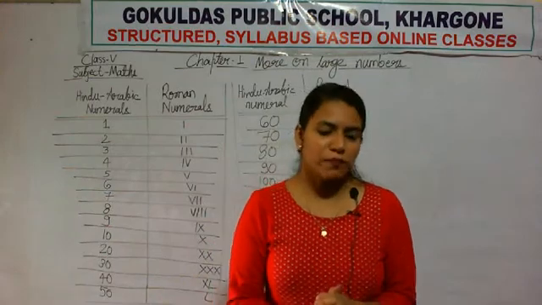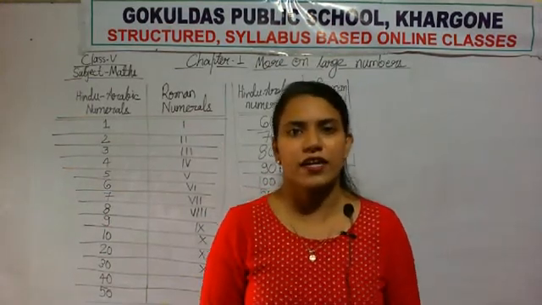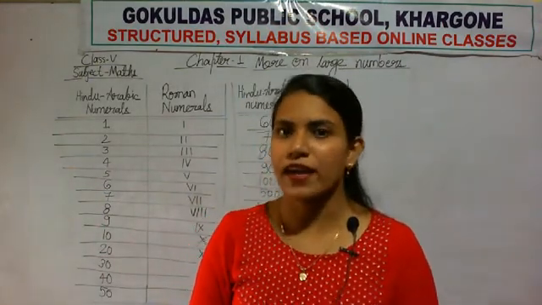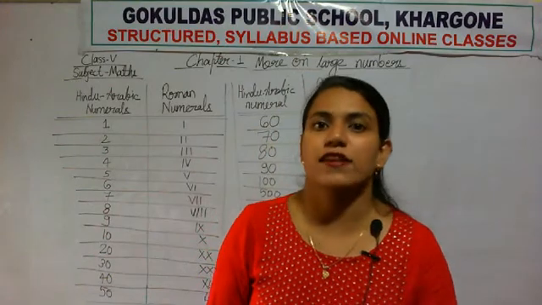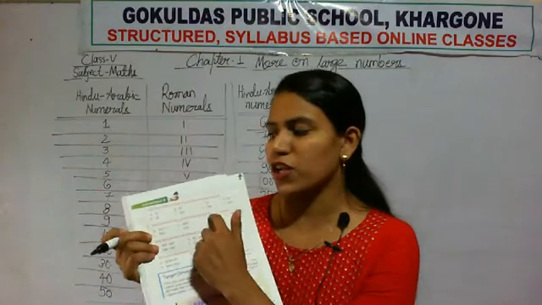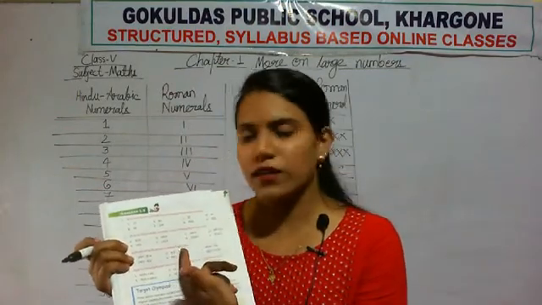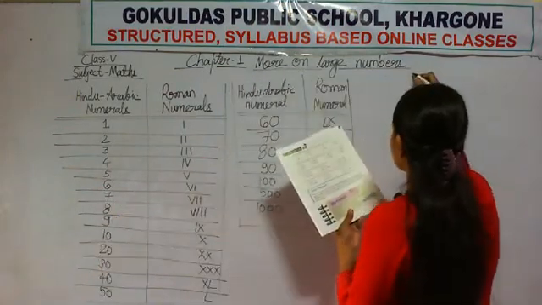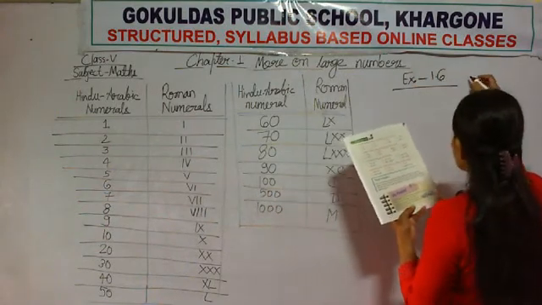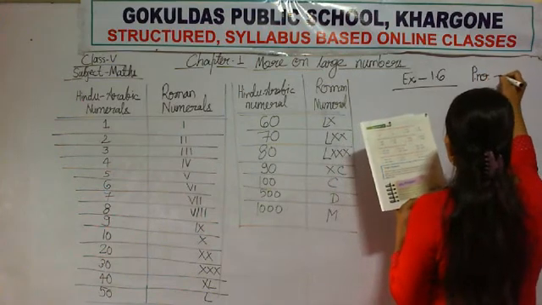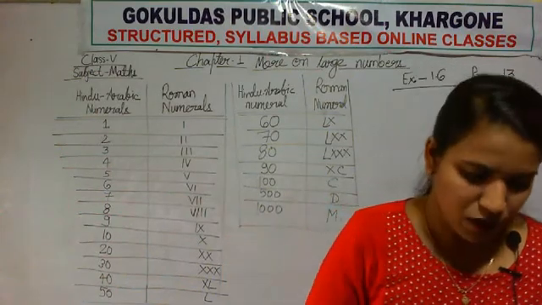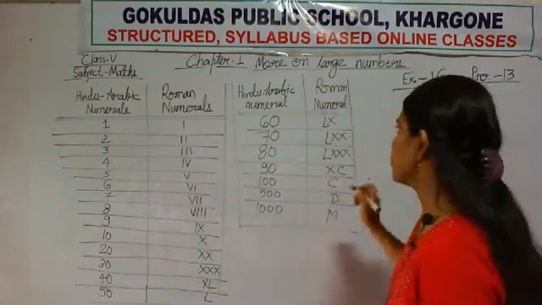Okay? So in previous lectures we have started our lecture on the topic Roman numerals. We have done one question of exercise 1.6. Exercise 1.6 on page number 13, we have done question number 1. Let us do the next question. Open page number 13, exercise 1.6. Okay, let's do question number 2.